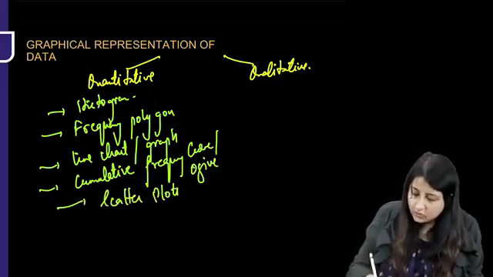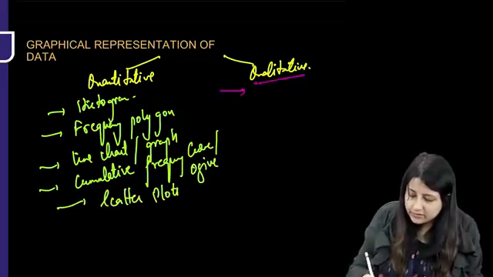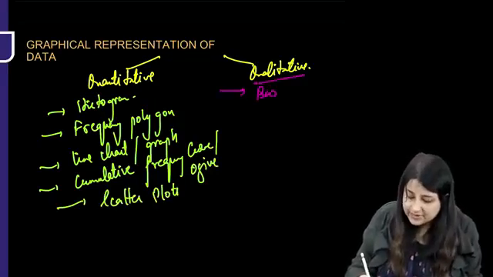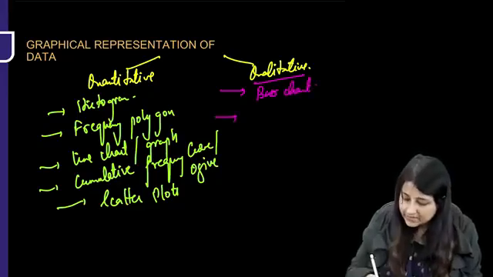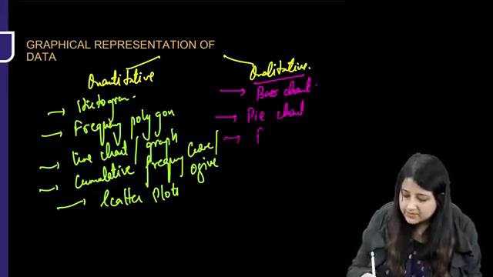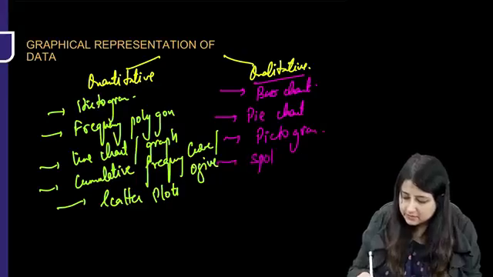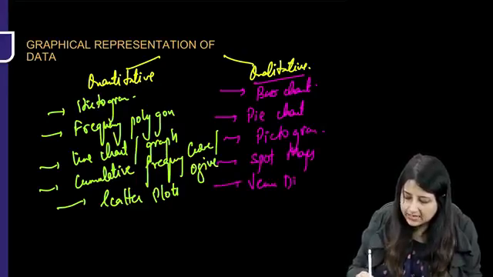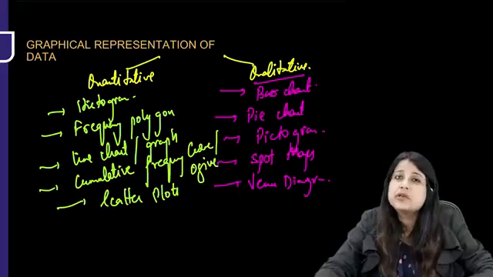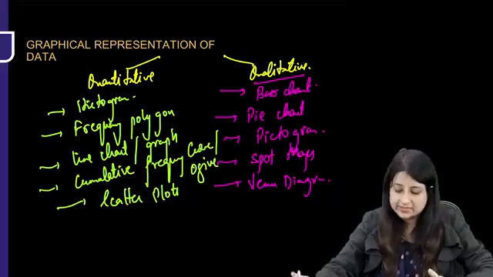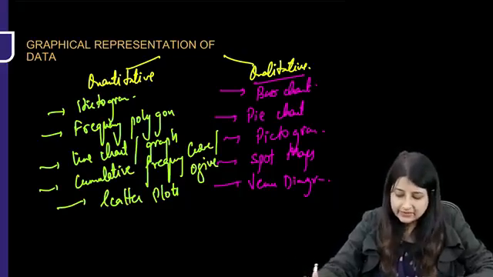On the qualitative side, when you have to represent by graphs, you have a bar chart, which is simple or multiple component, which you will see in just a while. We also have pie chart, pictogram, spot maps, and also Venn diagram. So you could be asked, all are graphs to represent quantitative data except, or which one of the following is used to represent qualitative data? So that was the graphical representation.